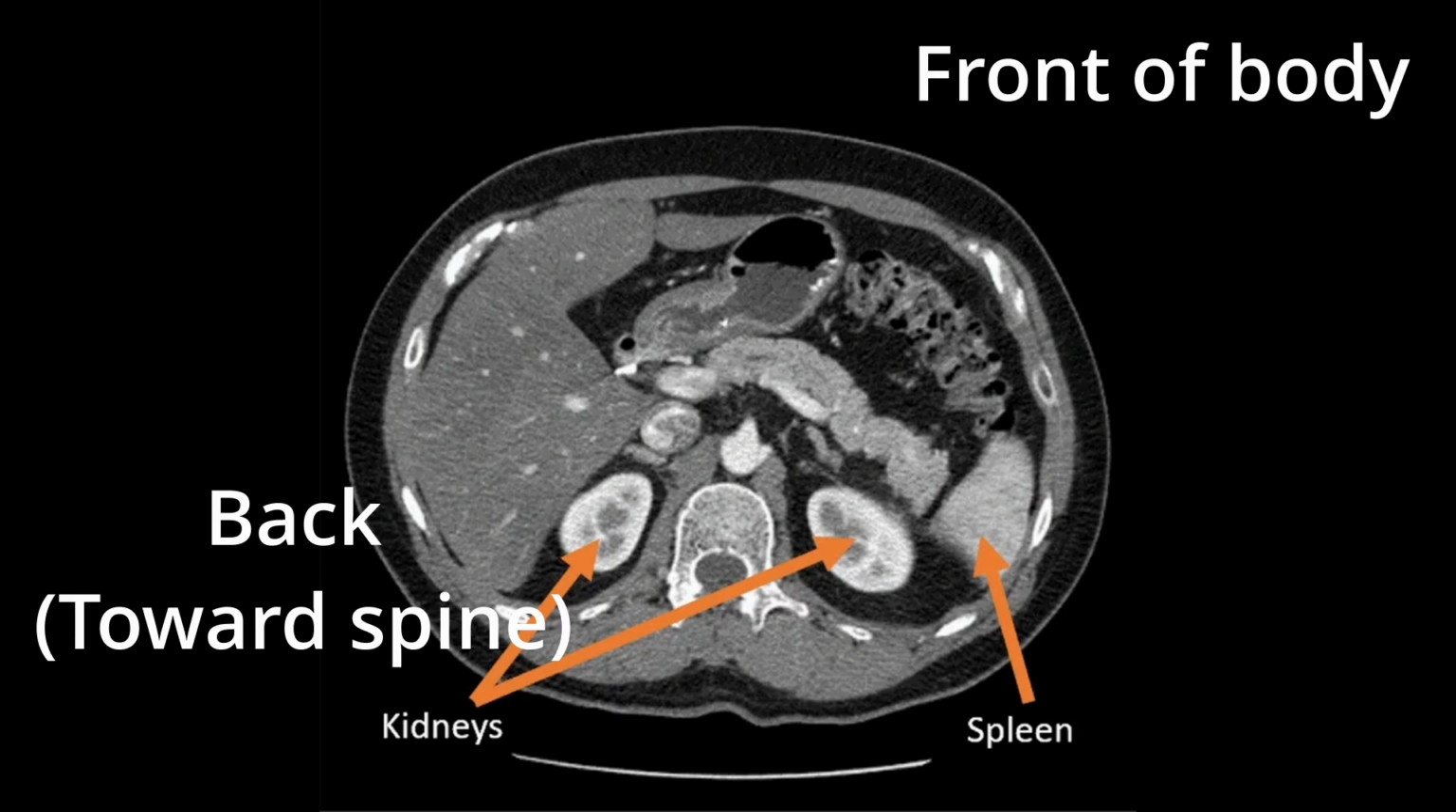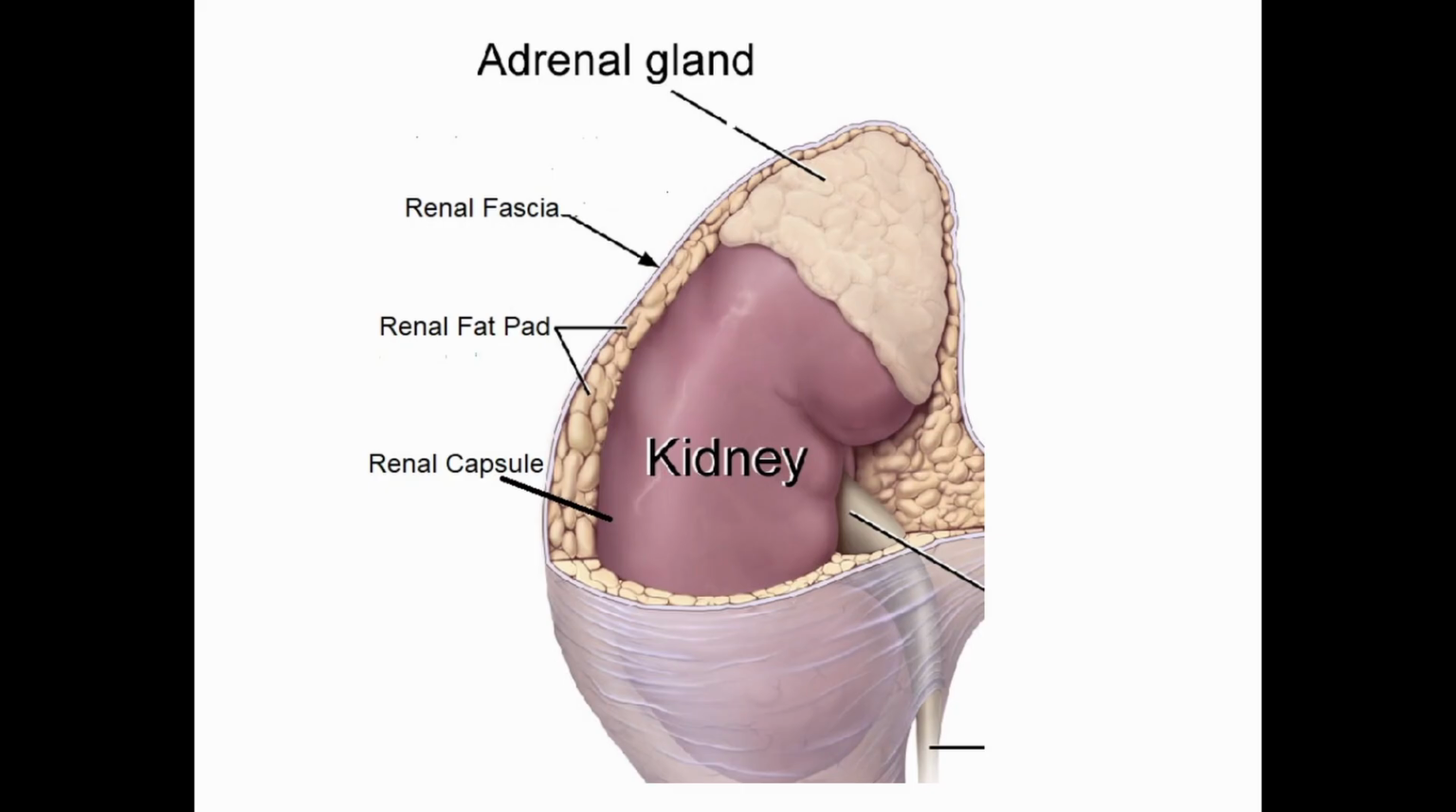They're located towards your back, so if you looked at a cross-section of your body, you'd be able to see that they're located more towards your back, since the kidneys are behind all the major organs found in the abdominal cavity. Located on top of each kidney are your adrenal glands.